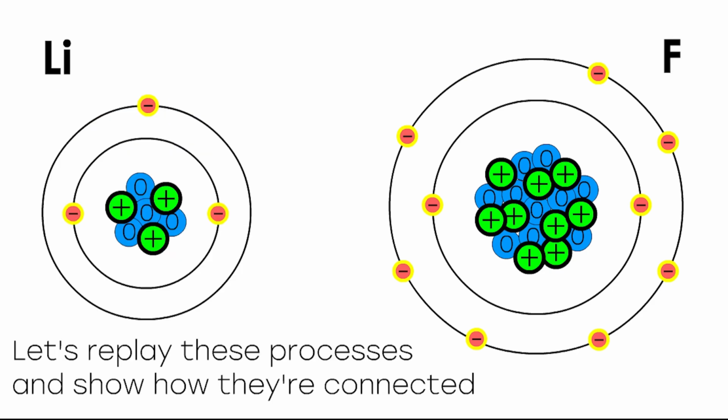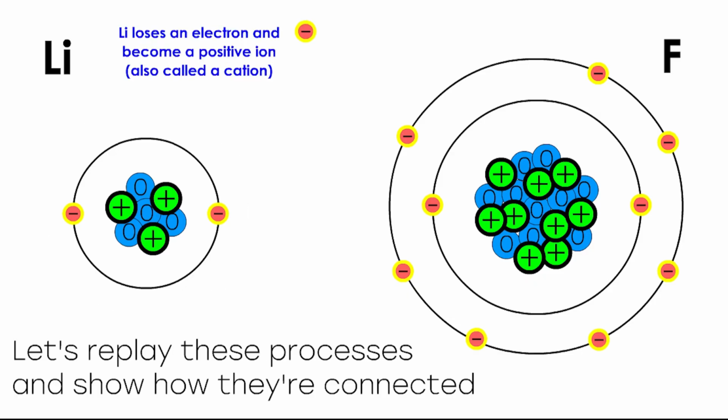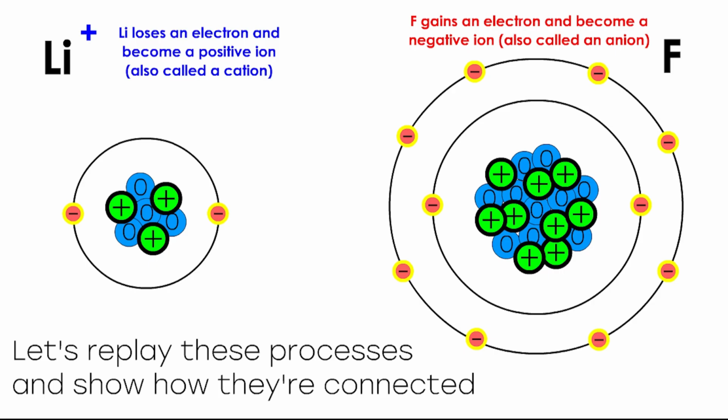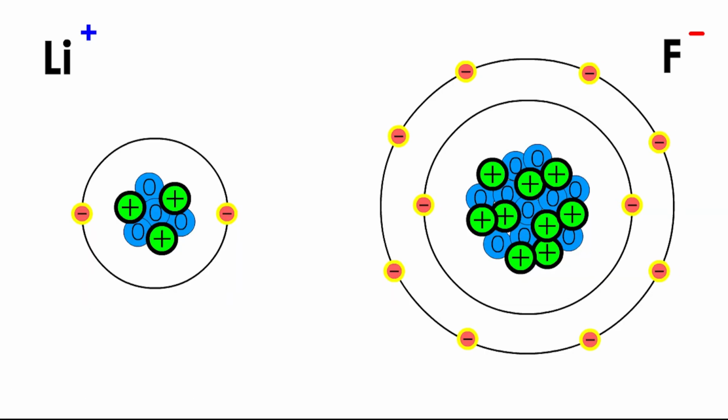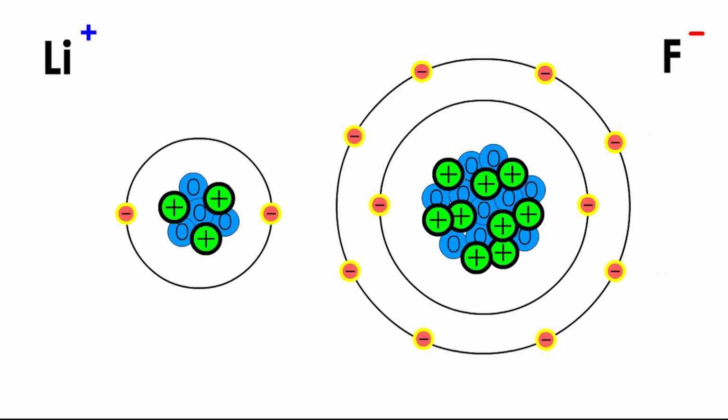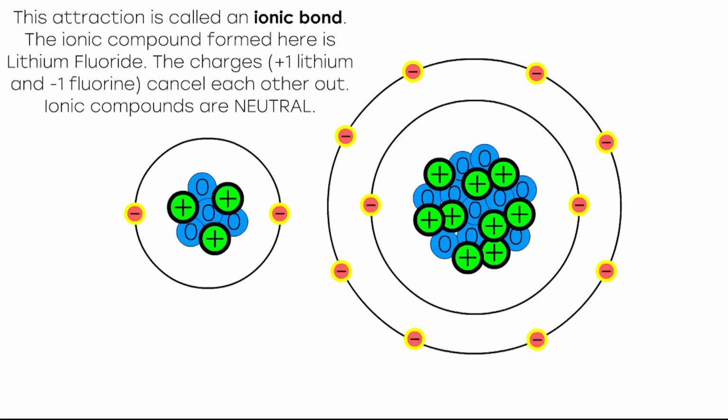Let's replay these processes and show how they're connected. Li loses an electron and becomes a positive ion, also called a cation. F gains an electron and becomes a negative ion, also called an anion. Positive and negative charges attract. This attraction is called an ionic bond. The ionic compound formed here is lithium fluoride.